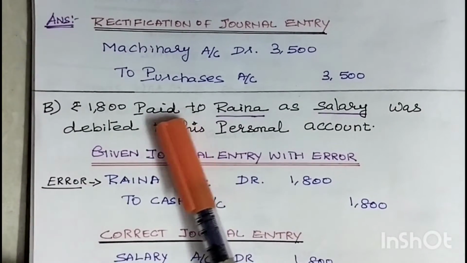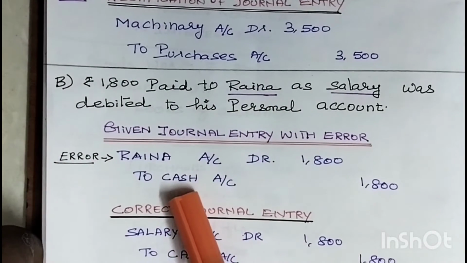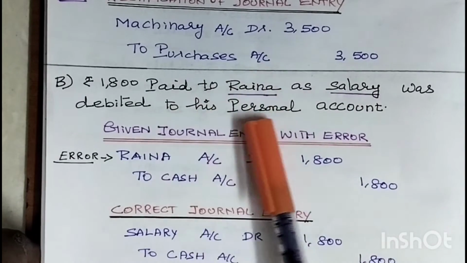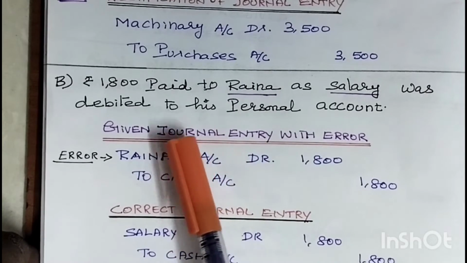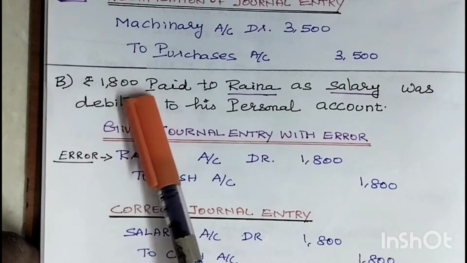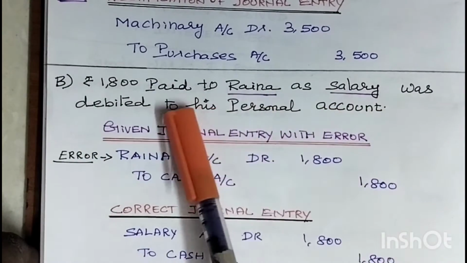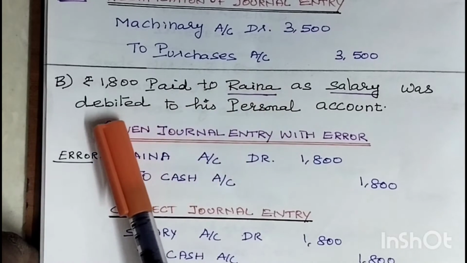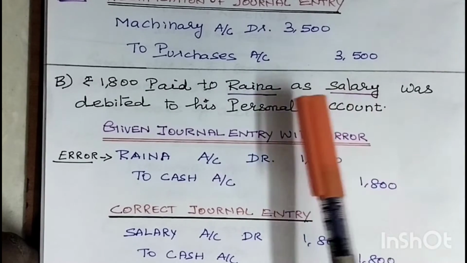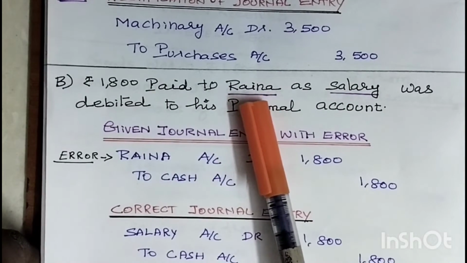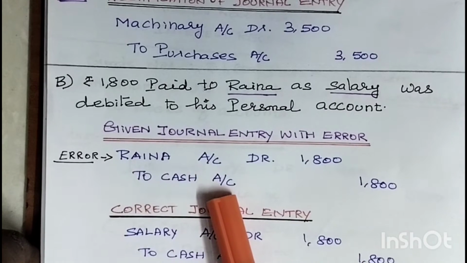But listen here, an accountant wrongly entered into Rahina's personal account. The wrong journal entry they have given here is the error journal entry. 1,800 rupees paid to Rahina as salary was debited to his personal account. So Rahina account is to be debited. Instead of salary account, they debited the Rahina account. So Rahina account debtor 1,800 rupees to cash.